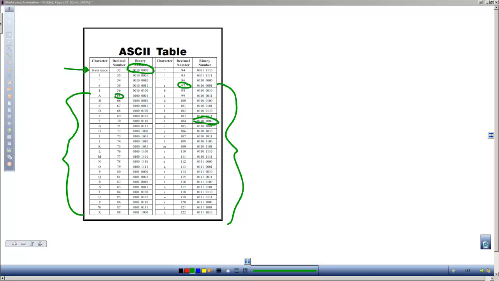If we were doing international codes, there are codes for different languages. Some of those codes, instead of 8-bit, require 16 bits. That's especially true for some of the Japanese and Chinese character sets where they have thousands of different characters that need to be represented.